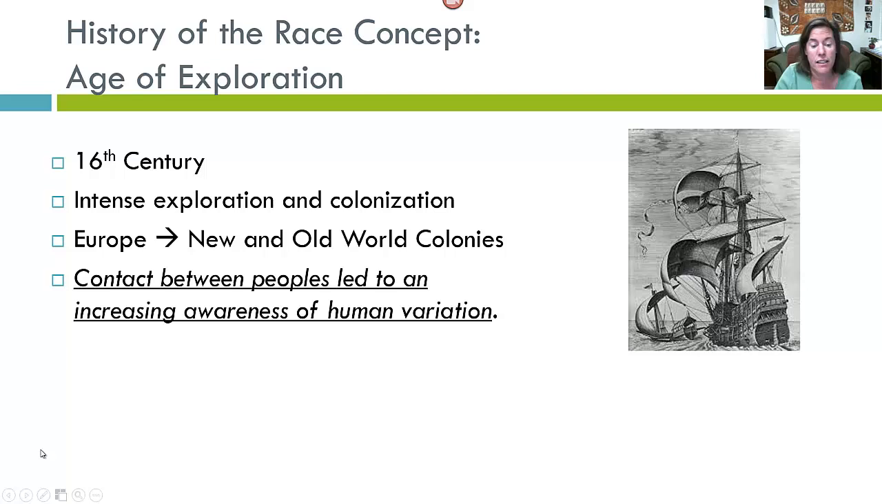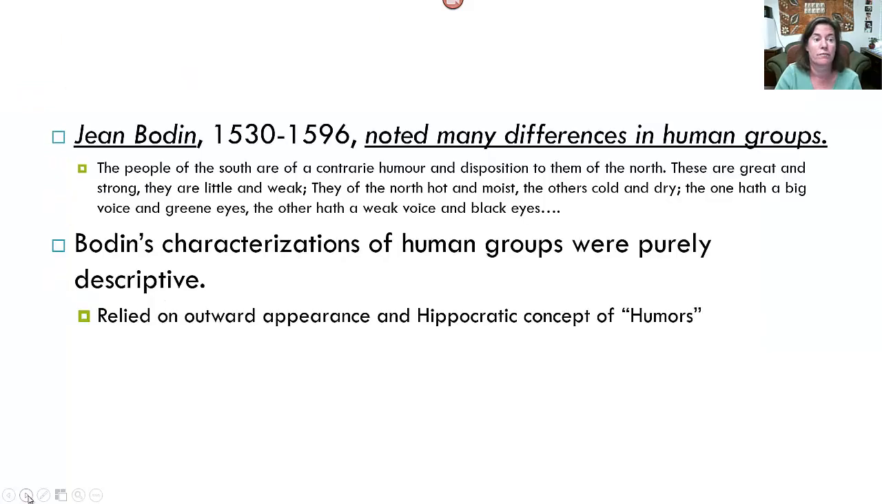The 16th century was marked by a period of intense exploration and colonization. Europe began colonizing both the New and the Old World, and this contact between peoples from the New and the Old World led to an increasing awareness of human variation. For example, Jean Bodin, 1530 through 1596, noted that there were many differences in human groups.